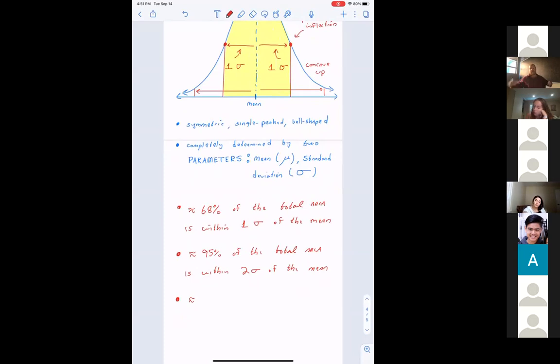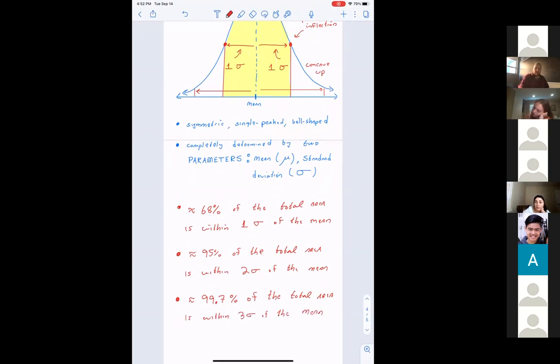Well, it's not 100 because the graph goes on. Also, Cynthia, you knew the answer, didn't you? Nobody would have guessed that without knowing the answer. But maybe you did. I don't know. I don't assume. But 99.7% of the total area is within 3 sigmas of the mean.